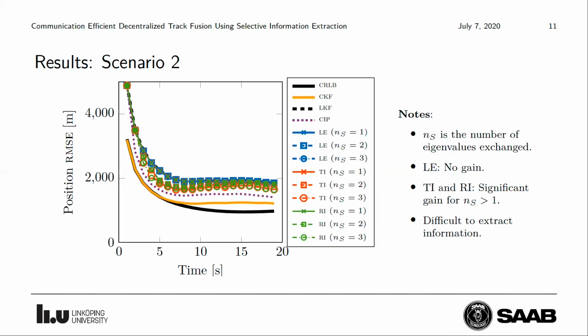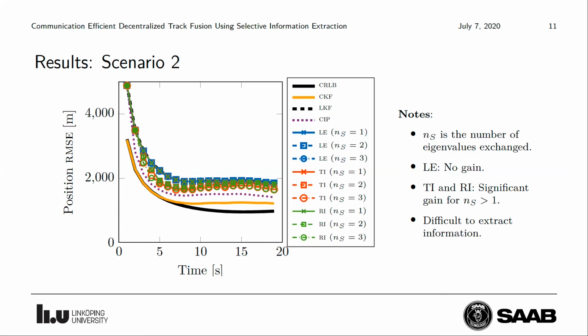In scenario 2, it is generally much more difficult to extract information. The largest eigenvalue method does not yield any fusion gain at all, since in this configuration it is not the largest information eigenvalues at one node that are complementary information for the remaining nodes. Both the transmitted information and the received information methods are able to extract information in case ns is larger than 1.